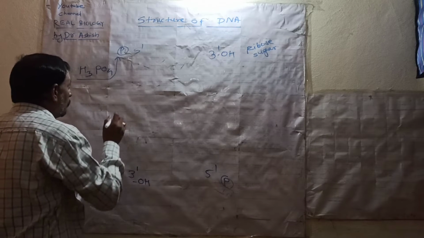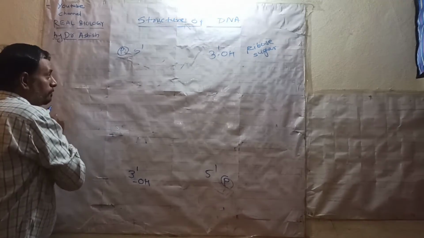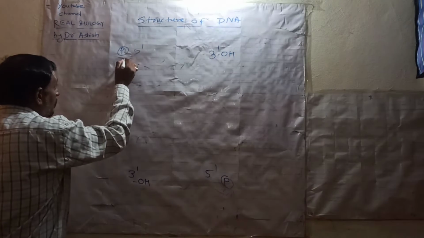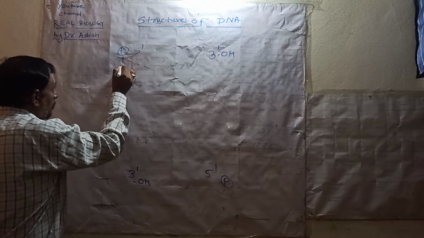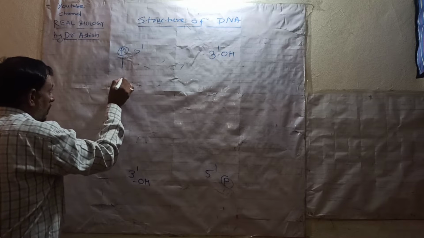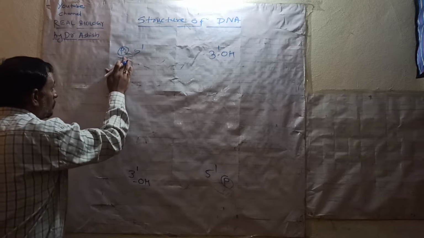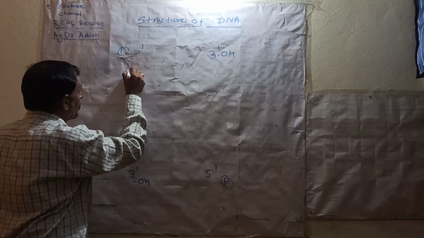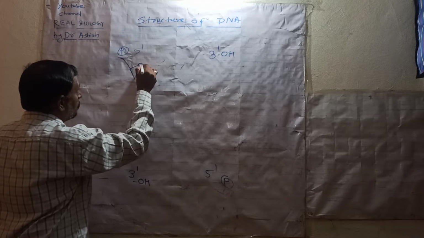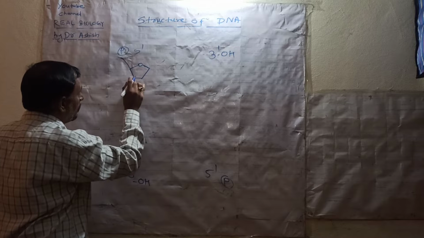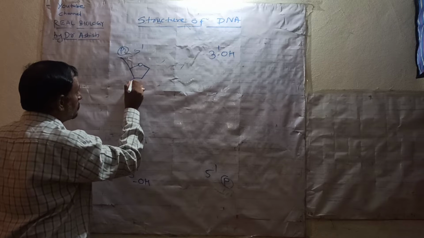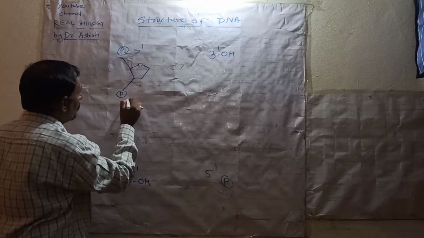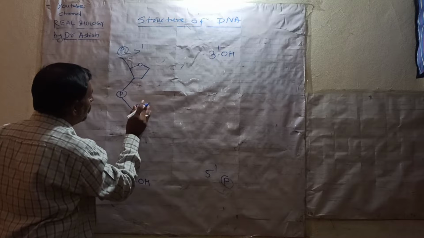So let's see how the backbone forms. If there is a phosphate group on one side, there must be the fifth carbon of the sugar. We can denote it like this, this is the sugar. Which carbon of the sugar? The fifth carbon. This is how you can denote the backbone of DNA. You know the structure of deoxyribose sugar, so let's see how this backbone forms. Phosphate, sugar.